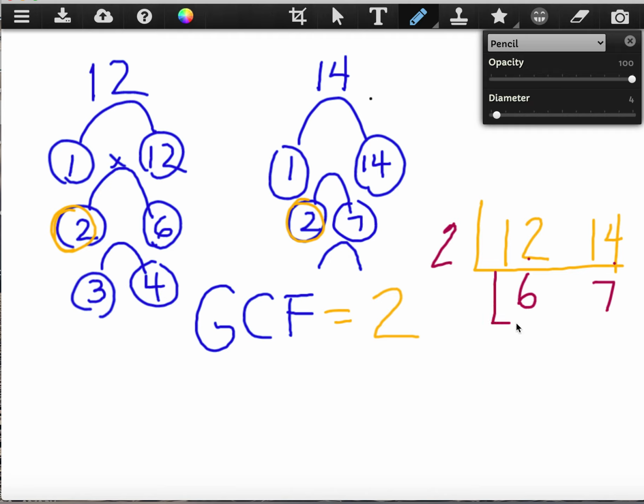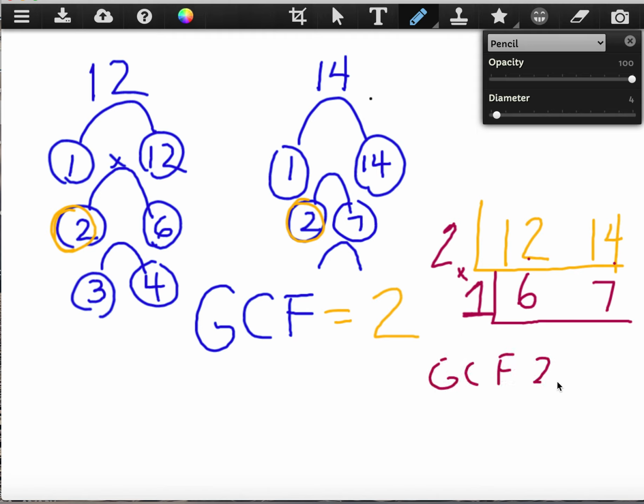Then I box it in again with my L, and I look to see what number can divide into 6 and 7 evenly. And I can't divide 2 into both of them. I can divide into this one, but not that. 3 can't go into them, and so forth. So I can only divide 1. And remember, when you get to 1, it's 1 and done. So my GCF is 1 times 2, right? Those two numbers, which is 2. Same thing.